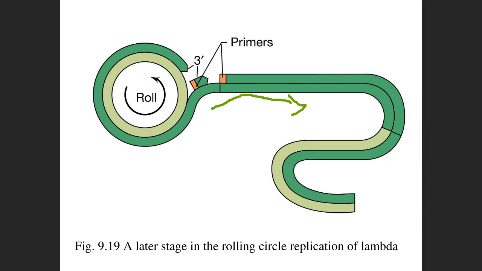And while it's rolling, it's replicating. So this is always double-stranded. And when it comes out, this part gets replicated. So this is what's called rolling circle replication. Okay.